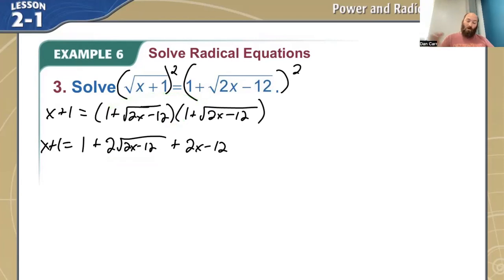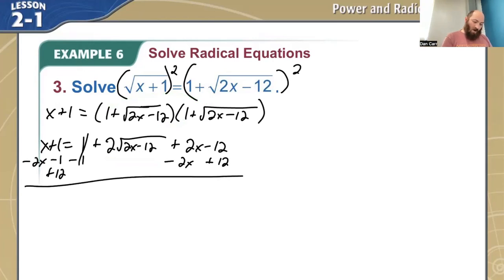So same goal as before. I want to get that radical as much as I can by itself. So let's bring everything else over to the other side. We'll just subtract 1, but then also add 12. And we can also subtract 2x over here. So that's gone, that's gone, that's gone. I got x minus 2x is a negative x, and then plus 12 equals 2 times the square root of 2x minus 12.